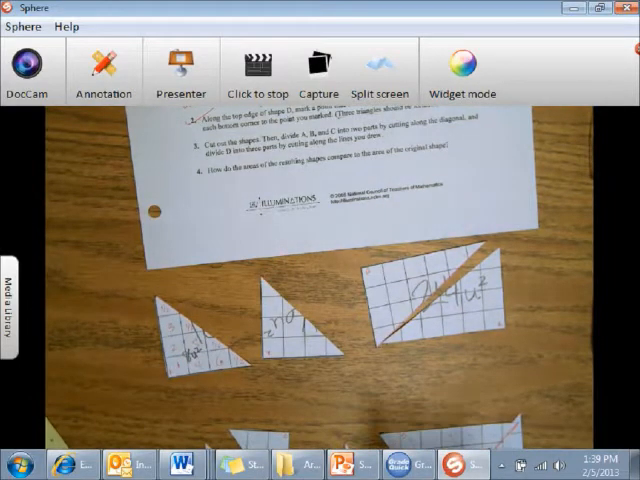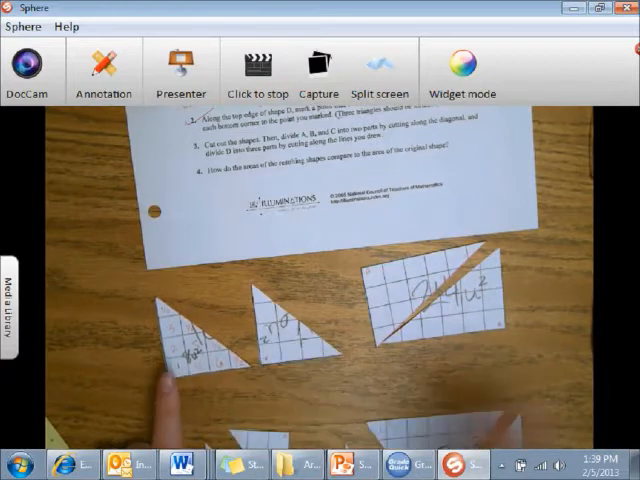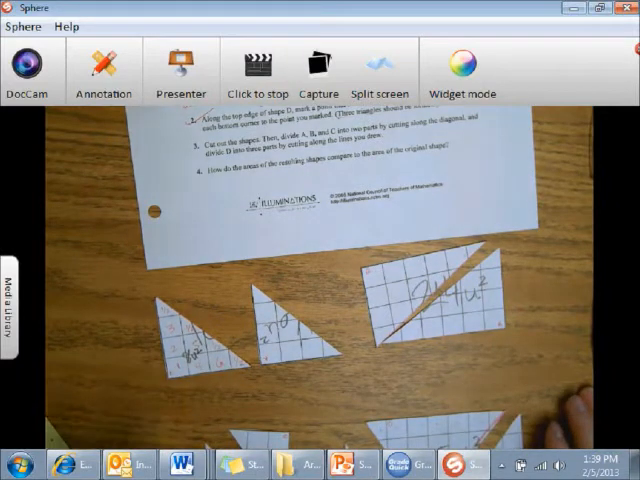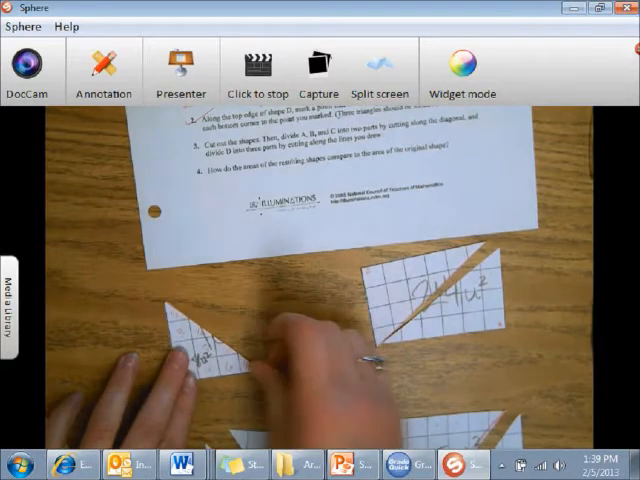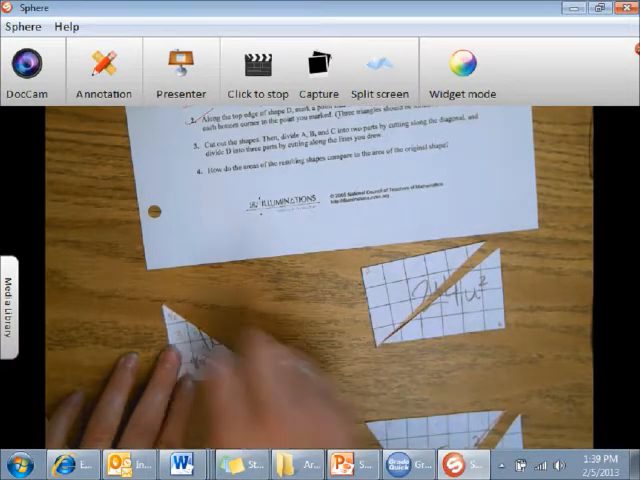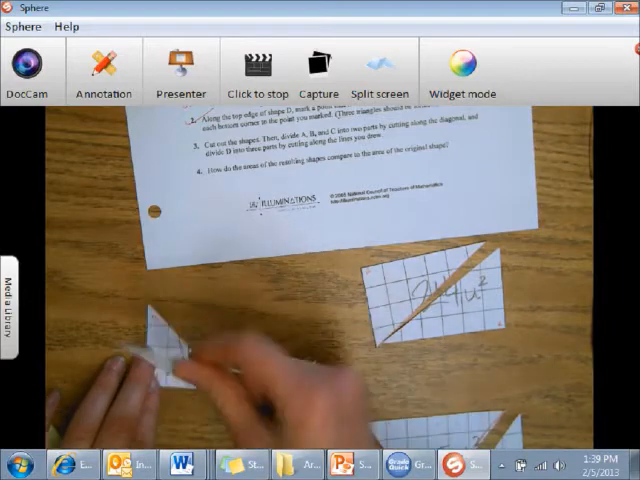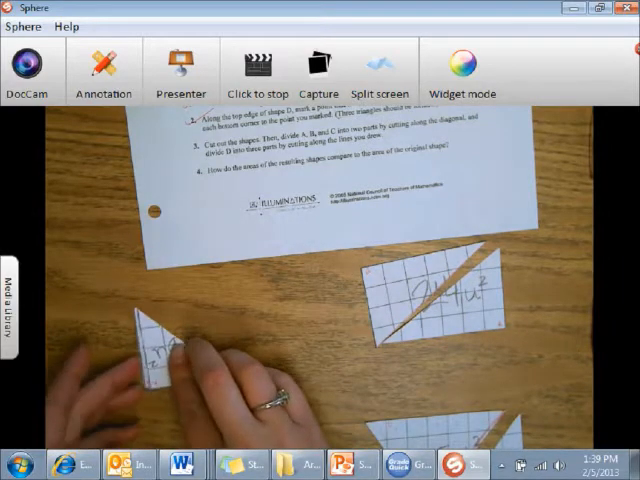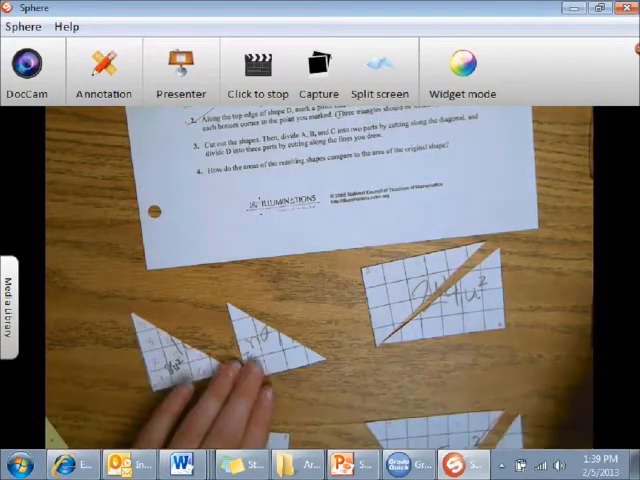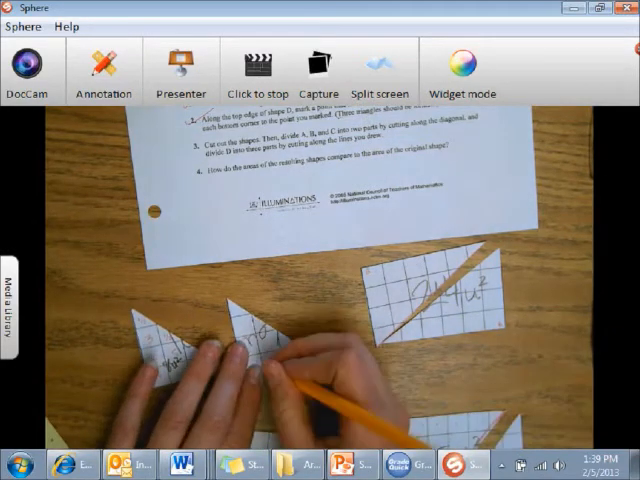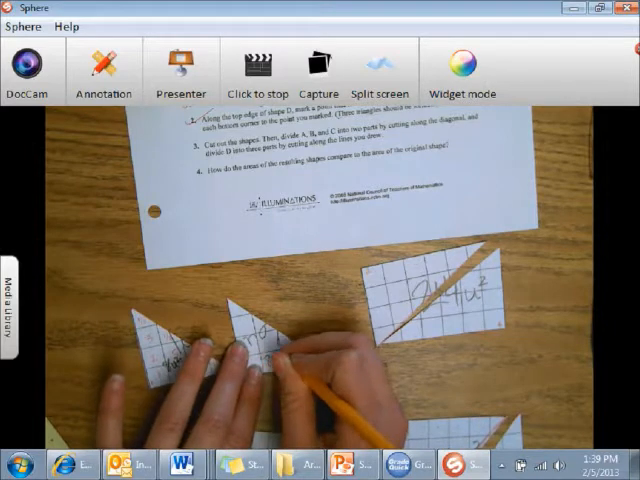Okay? Now, these 2 triangles are completely congruent. They're the exact same. If I was to put them on top of each other, you notice they cover each other up. They're the same exact size. Therefore, this one must also be 8 units squared.